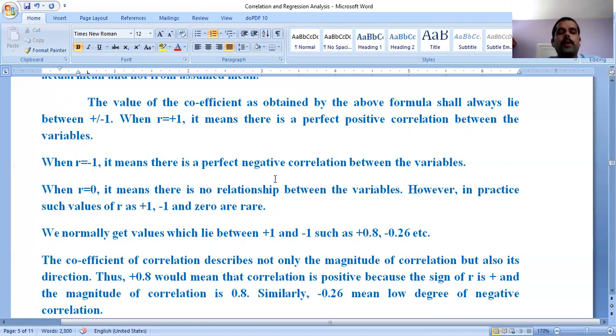Thus plus 0.8 would mean that the correlation is positive, because the sign of r is plus and the magnitude of correlation is 0.8. Similarly, minus 0.26 means a low degree of negative correlation.